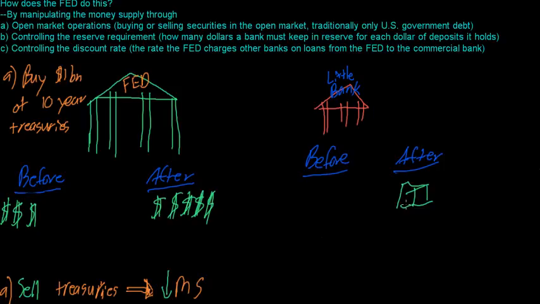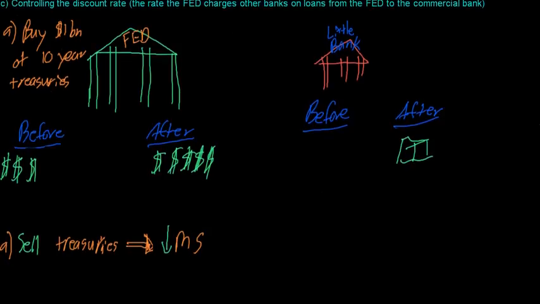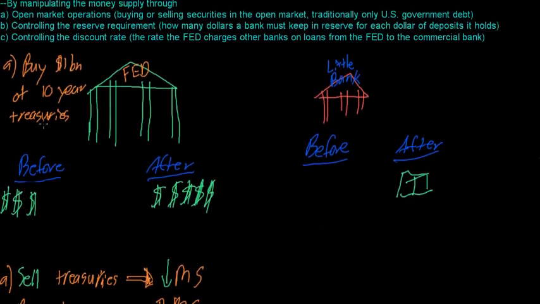So again, I'm just going to write this below. If the Fed buys treasuries, that's an increase in the money supply. And if the Fed sells treasuries, that's a decrease. So that's the most confusing of these, and if you get that, you should be good.